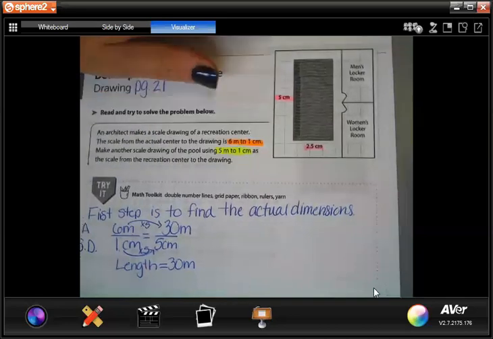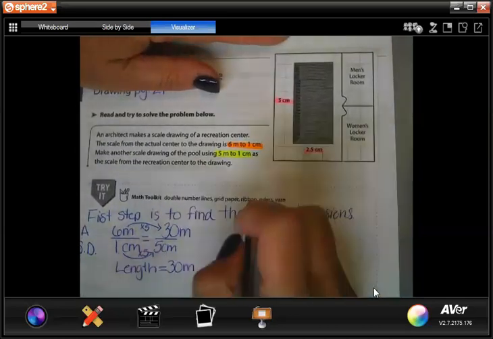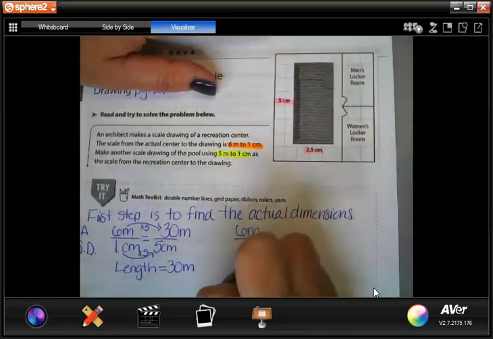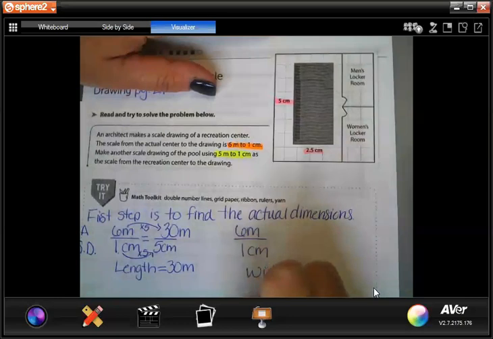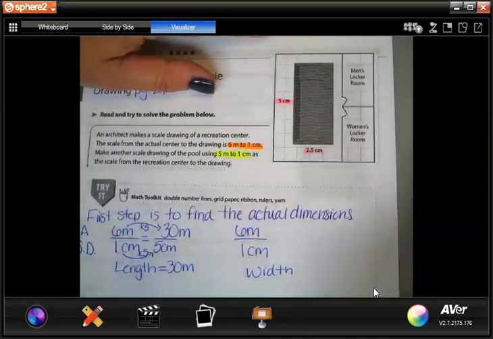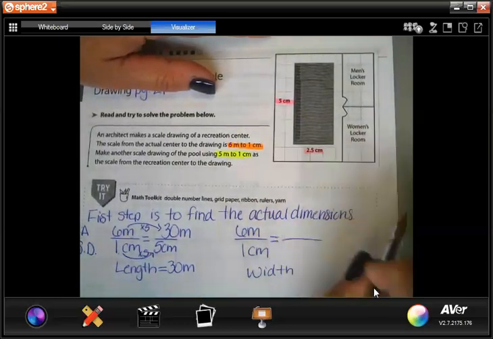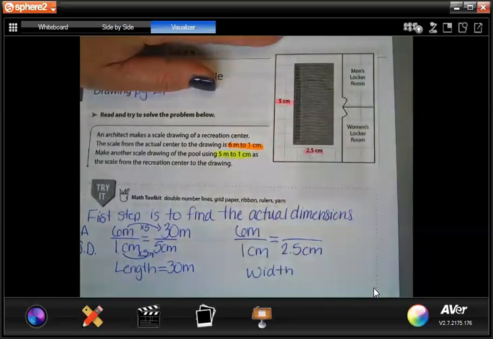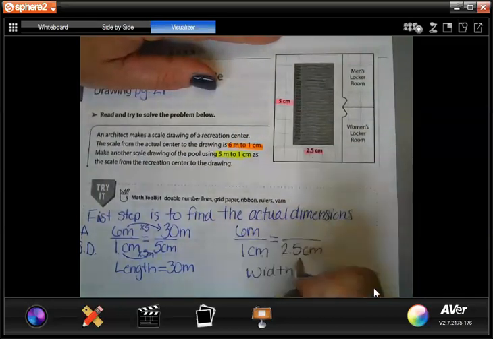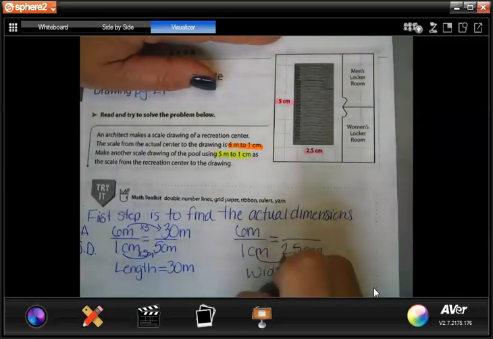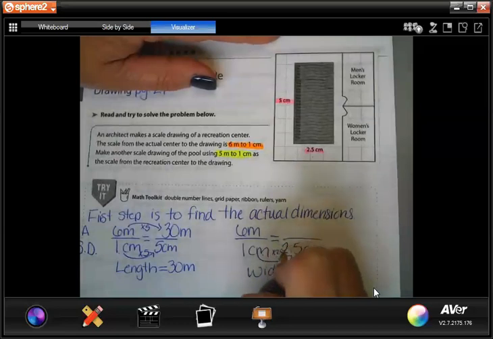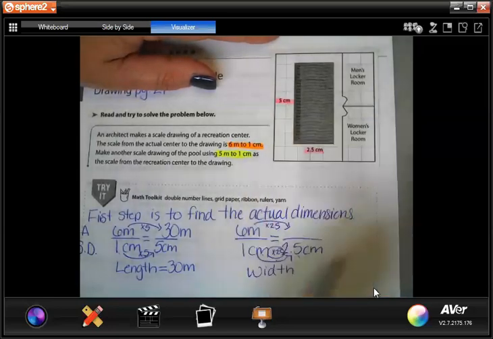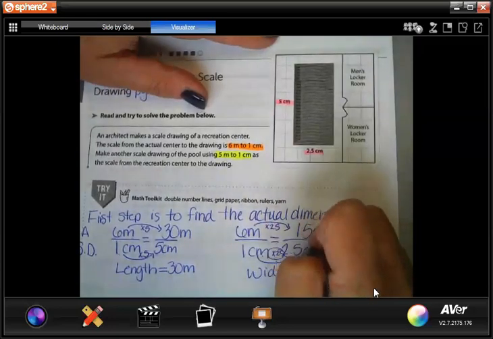Now let's find our width. So again, we have to use the same scale, 6 meters to 1 centimeter. And we're looking for the width. Okay, so here we go. Our width is 2.5 centimeters. So now you ask, what do I do to 1 to make it 2.5? I multiplied it by 2.5. So whatever I do on the bottom, I do on top. So this comes out to be 15 meters.